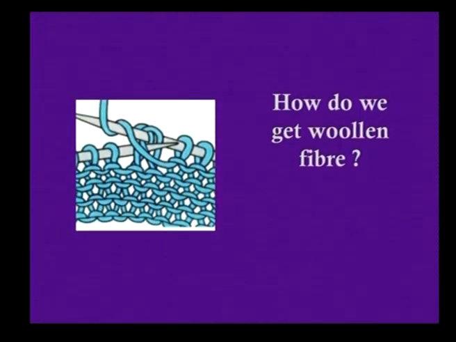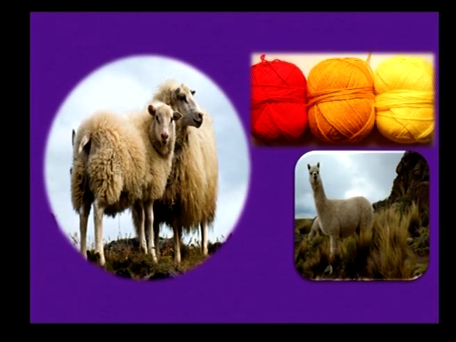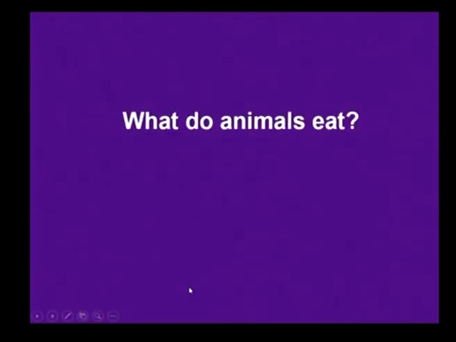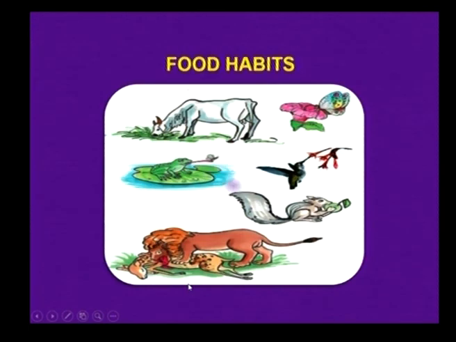How do we get woolen fiber? We get woolen fiber from some animals like sheep, alpaca, camel, etc. What do animals eat? Observe the picture, children. Here some animals are eating plant products like grass and plant juices, flower juices, etc. But some animals are feeding on other insects or other animals.